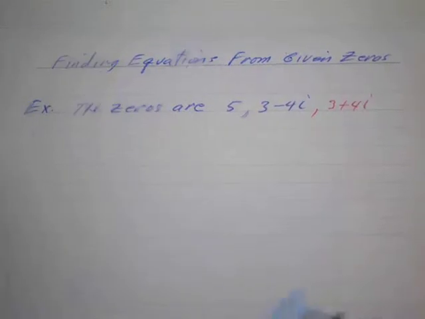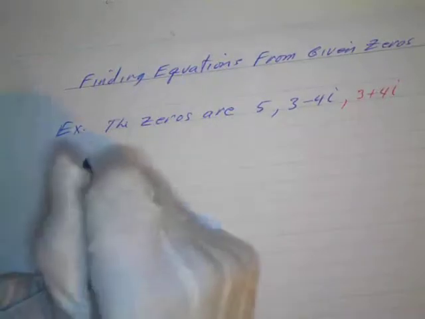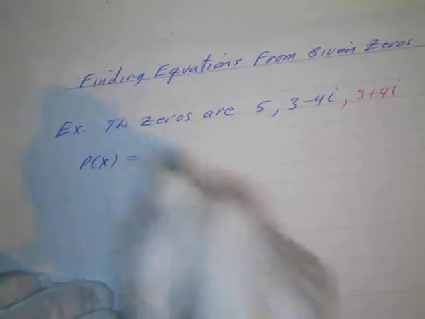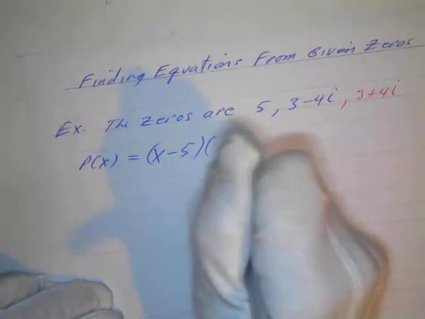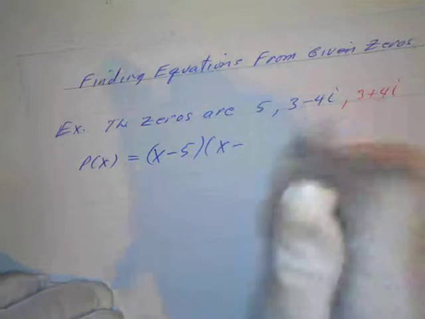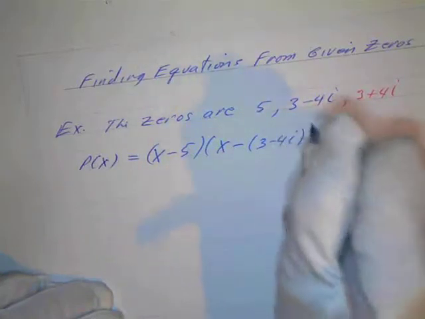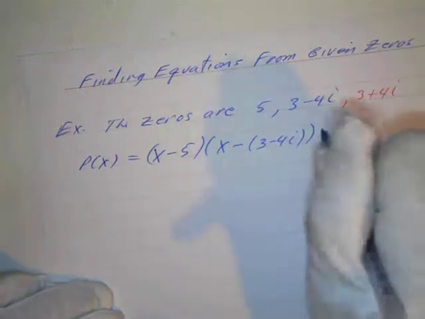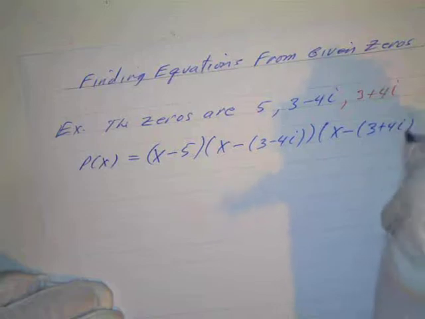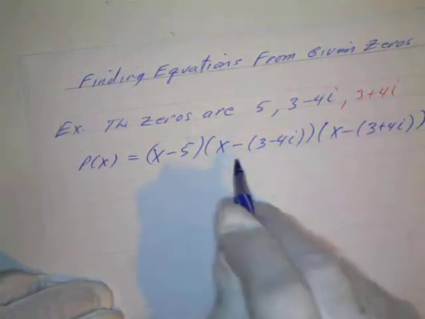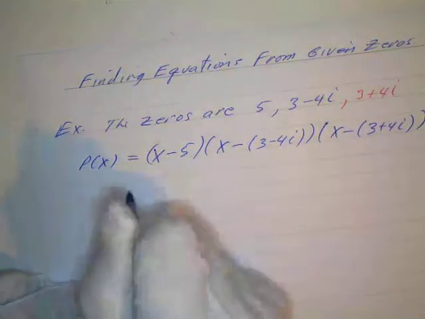So we'll first of all write this in factored form. So our p of x will be x minus 5 times x minus, and I have to put a parenthesis around this, 3 minus 4i, because I've got a negative in front of this, and then x minus parentheses 3 plus 4i. So don't forget that, because we've got a negative sign because we're writing these as factors. Now it's still going to be equal to 0, and then I'll have to remove that before I multiply out.